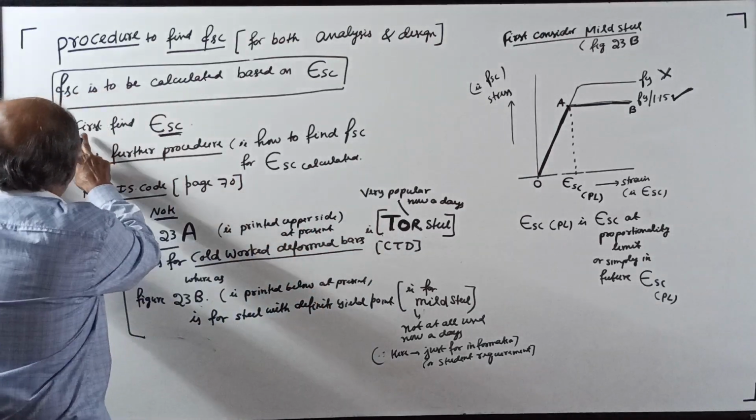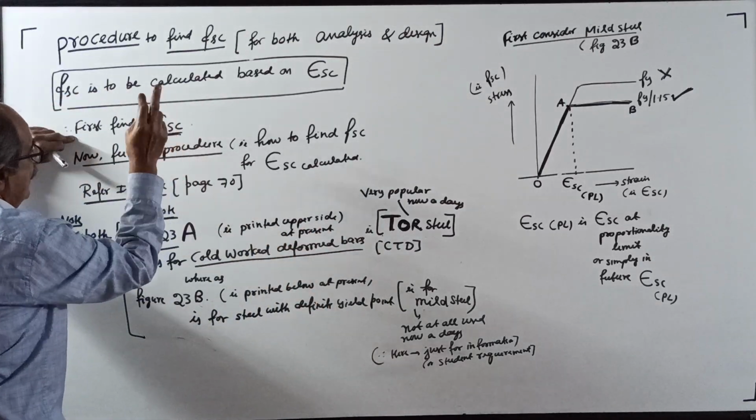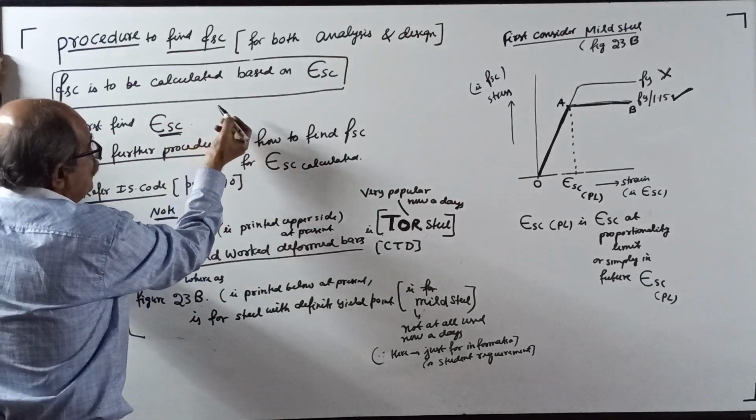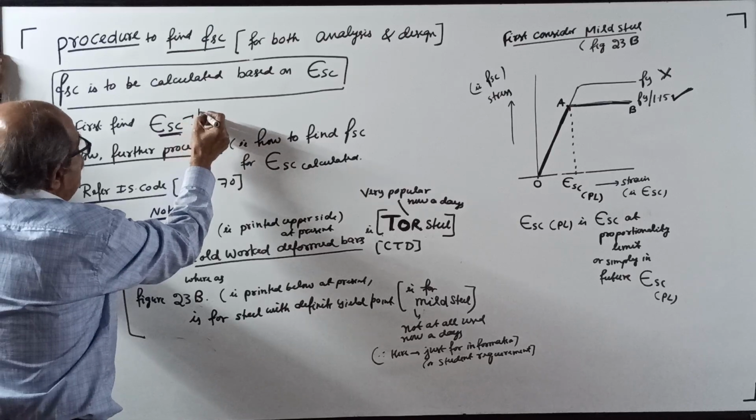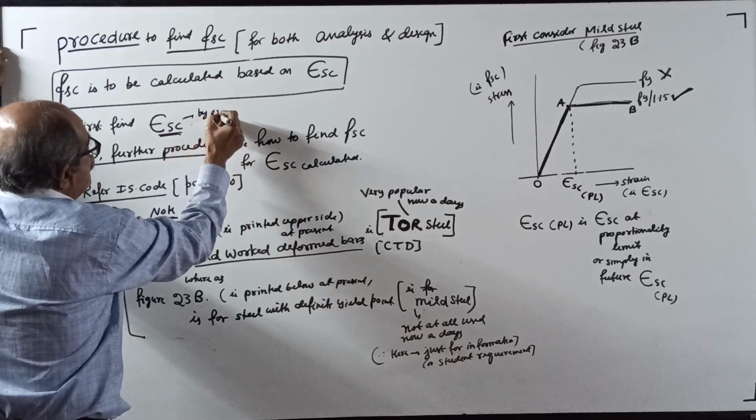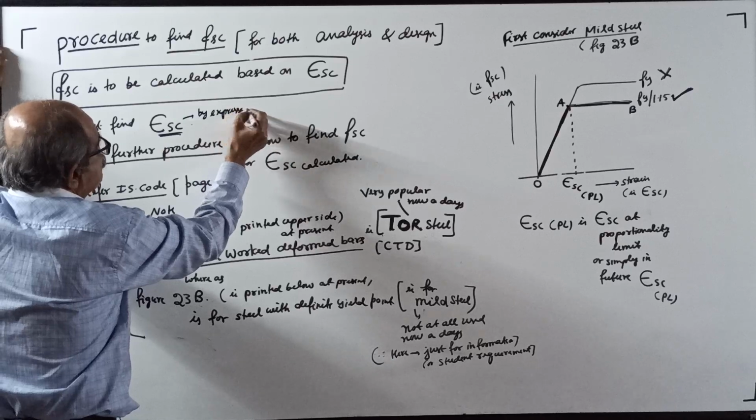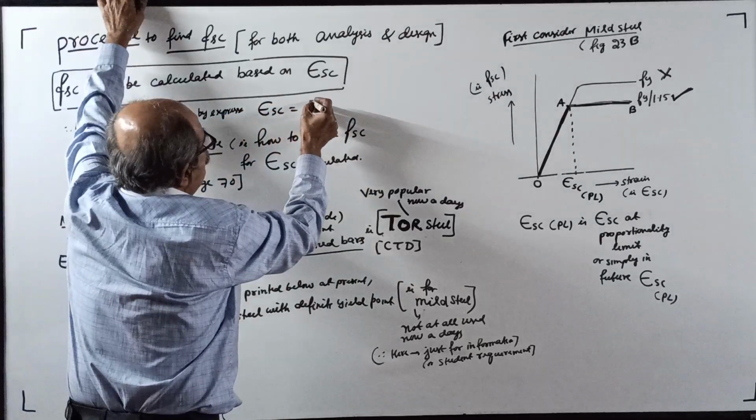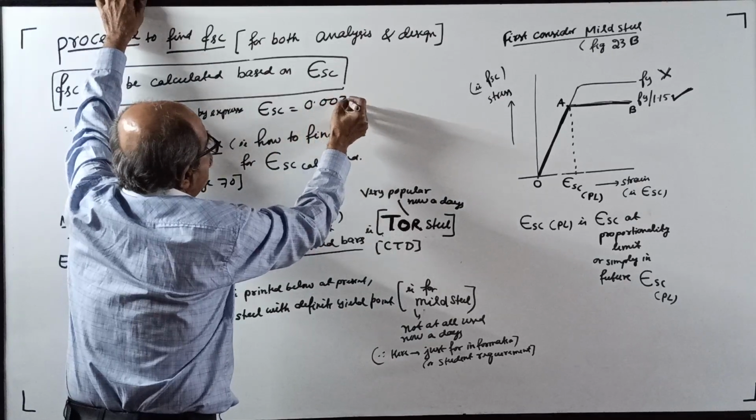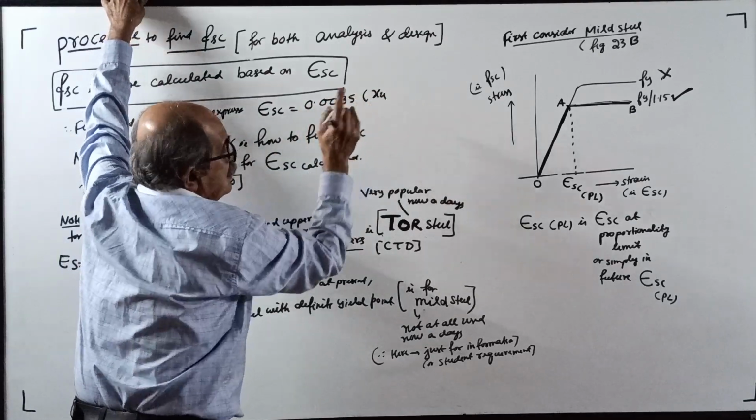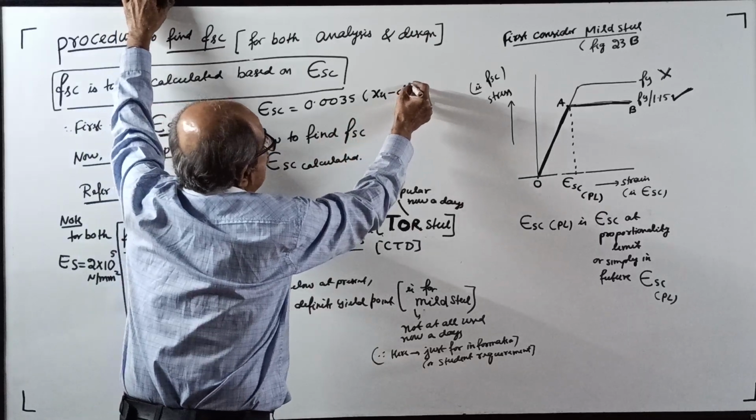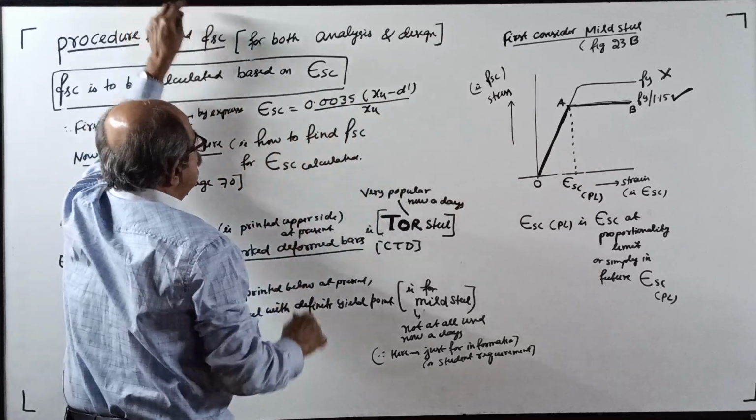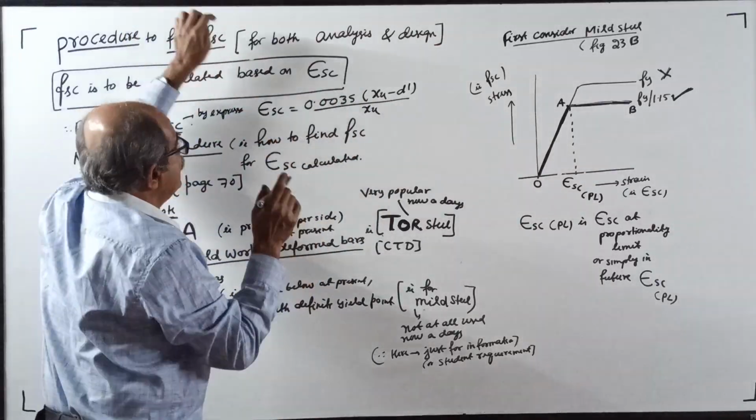Now, first find epsilon SC. How to find epsilon SC was already told. I will not write it again; it was just now told. By the expression, epsilon SC equal to 0.0035 into XU. Don't write XU max. XU minus D dash divided by XU. Okay. Already told. Now, very, very important.